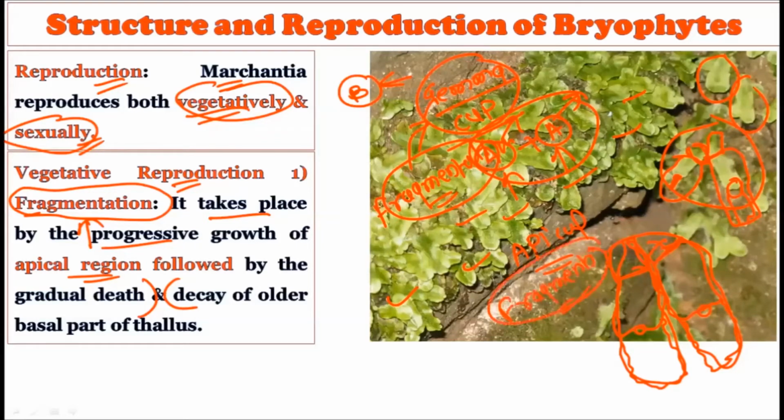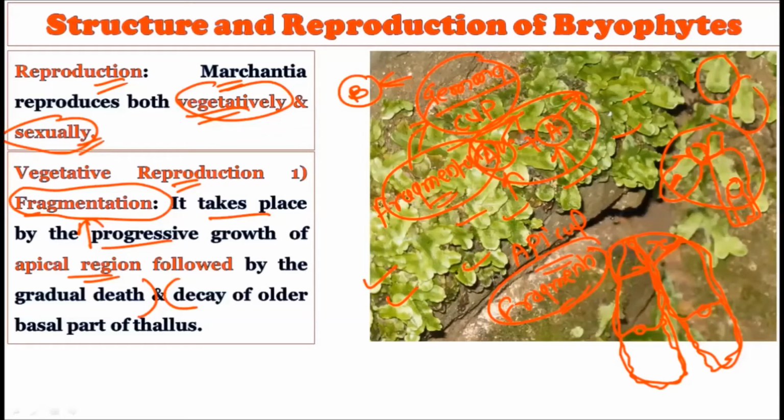So simply by doing the fragmentation, these Marchantia species increase their numbers remarkably. In the lower plants, the bryophytes or the cryptogams, we know they show a remarkable fragmentation type of reproduction, in which the apical region of the thallus grows continuously, and after growing to a certain level, the basal portion dies and it grows into a new independent thallus.